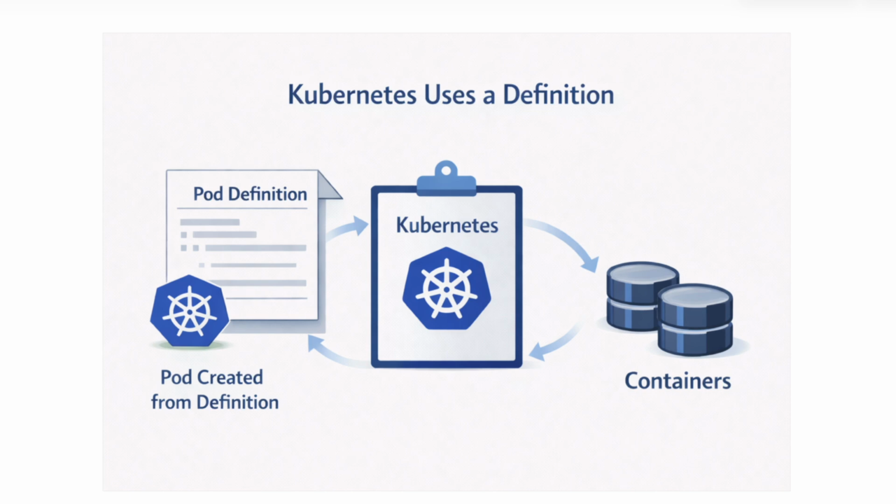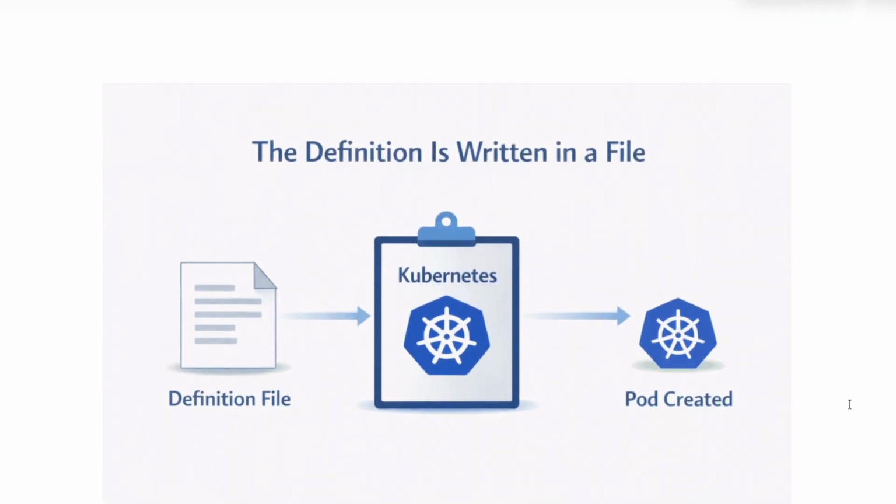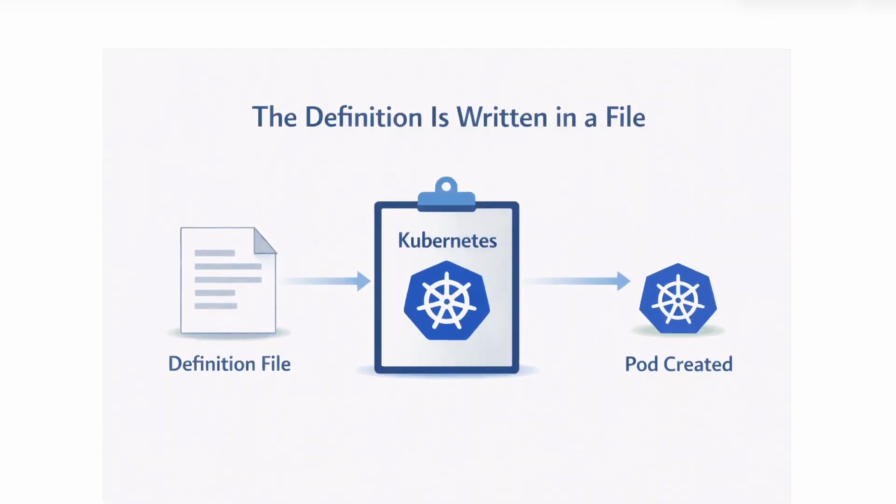In practice, this definition is written in a file. This file does not contain step-by-step instructions. Instead, it describes the final result you want. You describe what you want and Kubernetes decides how to make it happen. We will look at this file in detail in a later video.